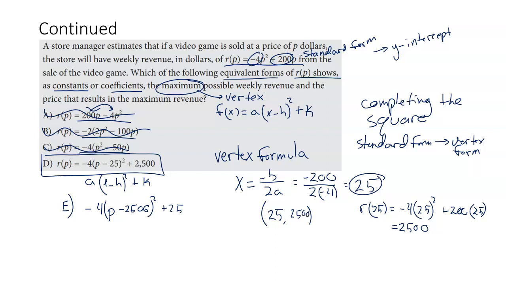Recall from vertex form, h and k are the x and y values, respectively, of our vertex. So when we look, we can see that, again, this indeed is the correct form of our equation that will allow us to find the maximum possible weekly revenue and the price that results in the maximum revenue. H being the price, because our variable P represents price, and then k representing revenue, because our function, R of P, is the revenue given that price.